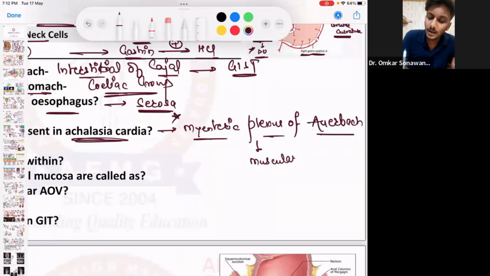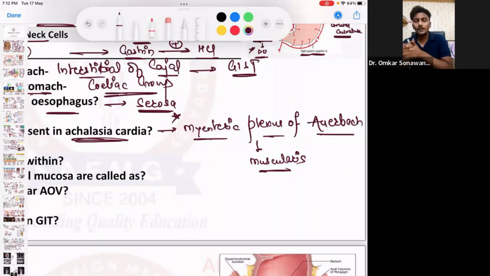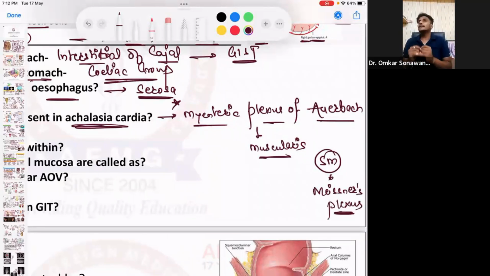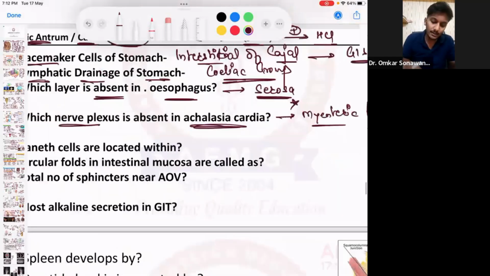This is located in the muscularis layer. Myo means muscle. So the myenteric plexus of Auerbach is located in the muscularis, whereas the submucosal plexus is called Meissner's plexus. No problem with this, remember it.